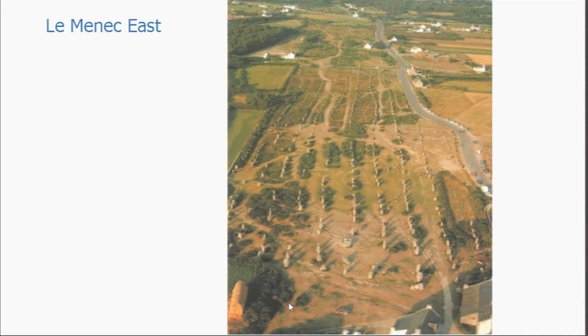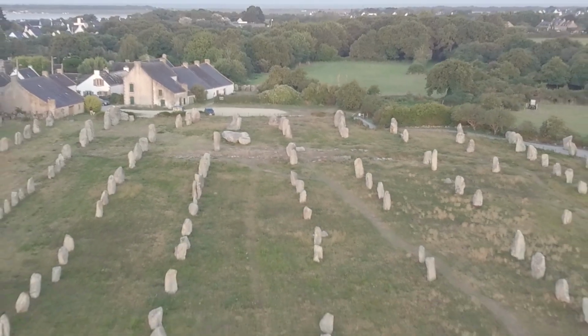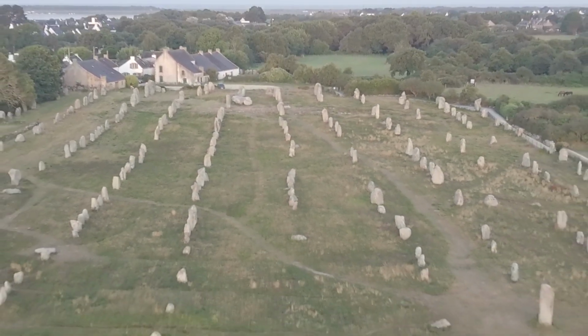Now let's look at the Menec East alignments. So that was the west part. And now if we look at the east part, that's at the top there, looking on this photograph, coming down this way. So we'll zoom in on that. So here we have the lines of the Menec West.